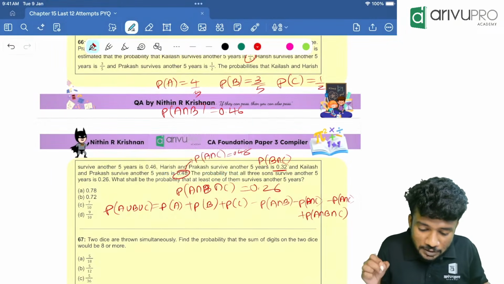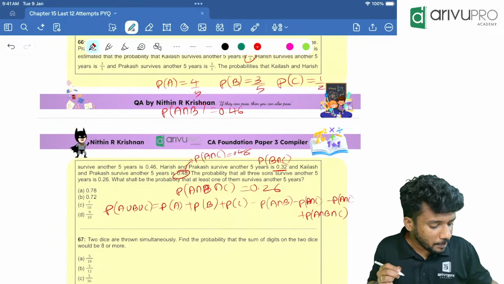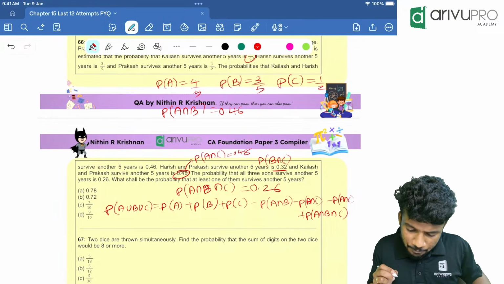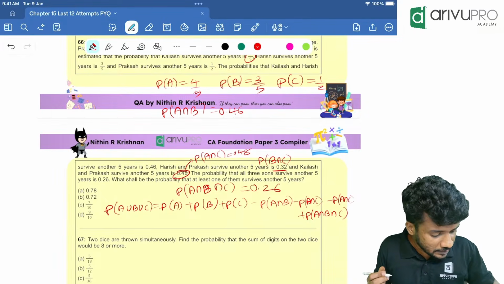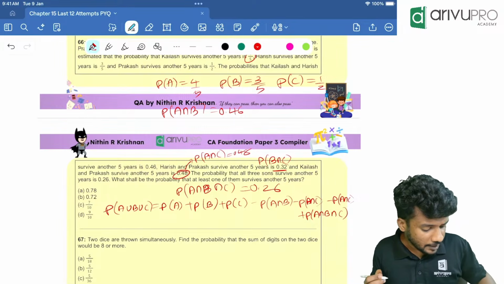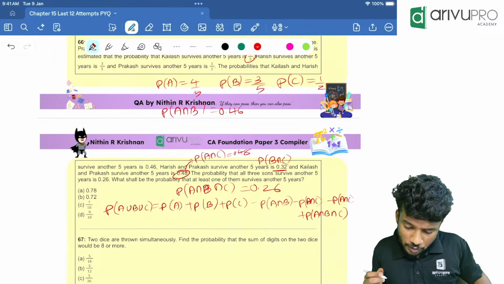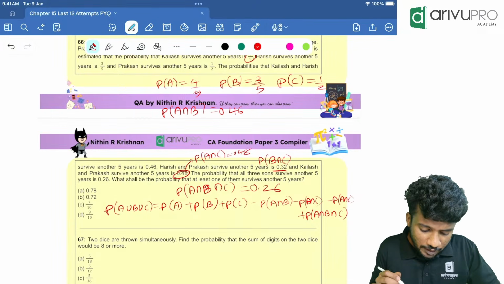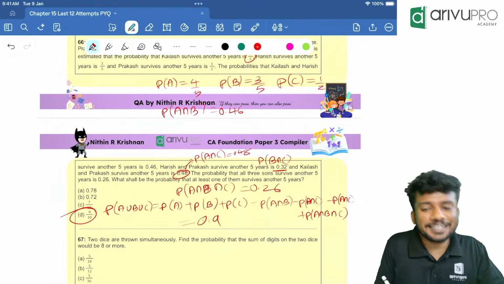So P of A is how much? 4 by 5. Clear the memory. 4 divided by 5, M plus. Then 3 divided by 5, M plus. 1 divided by 2, M plus. Then P of A intersection B is given 0.46, M minus. Sorry, I said 0.48, it is 0.46 M minus. Then 0.32 M minus, then 0.48 M minus. Then finally 0.26 M plus. Click MRC. How much are you getting? Are you getting it as 0.9? Yes, 0.9. So option D is your answer.